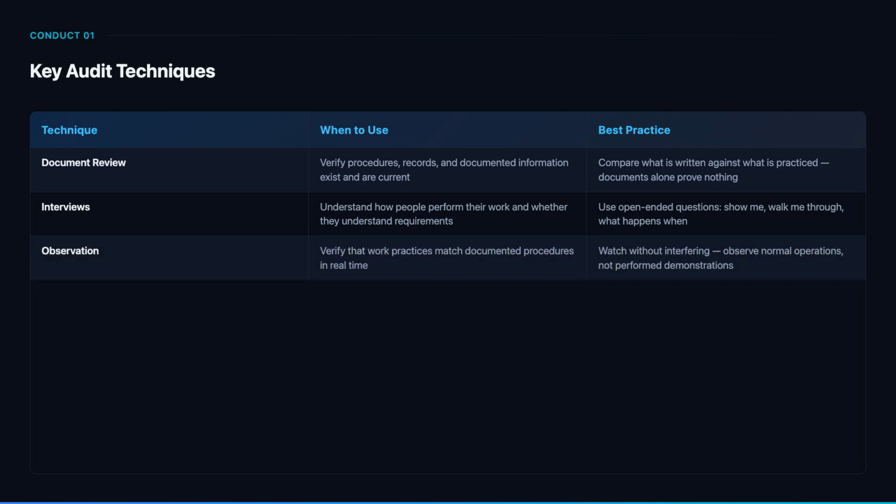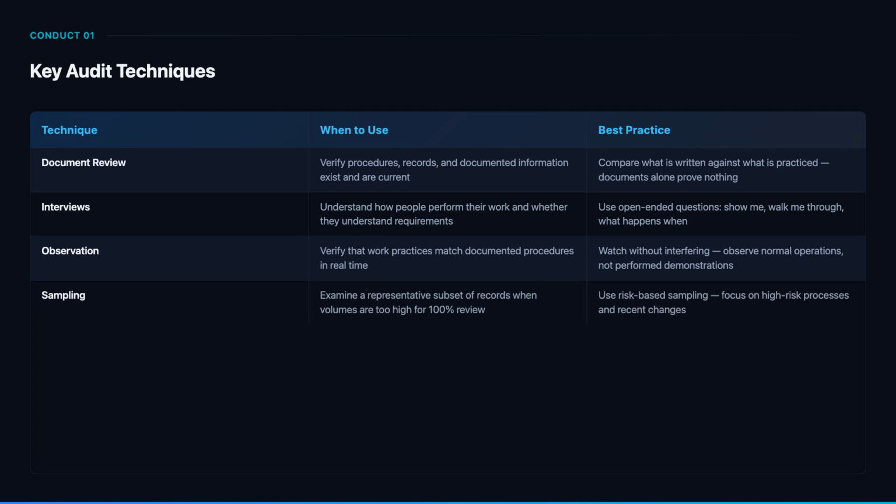Direct observation verifies that work practices match documented procedures in real time. Watch normal operations rather than asking for a demonstration. Observe how people handle exceptions and errors, not just routine work. Take notes on what you see and verify your observations with the auditee.